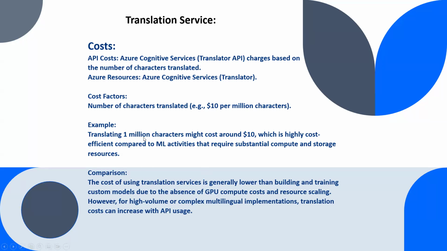Example: translating 1 million characters might cost around $10, which is highly cost efficient compared to ML activities that require substantial compute and storage resources. Comparison: the cost of using translation service is generally lower than building and training custom models due to the absence of GPU compute costs and resource scaling. GPUs are very expensive. However, for high volume or complex multilingual implementations, translation costs can increase with the API usage. So we have to make an informed decision, or an educated decision here.